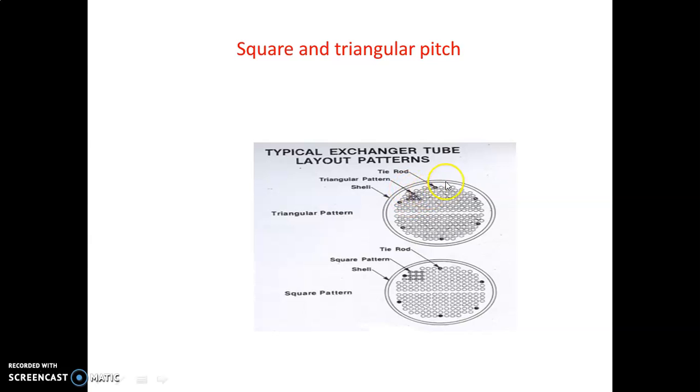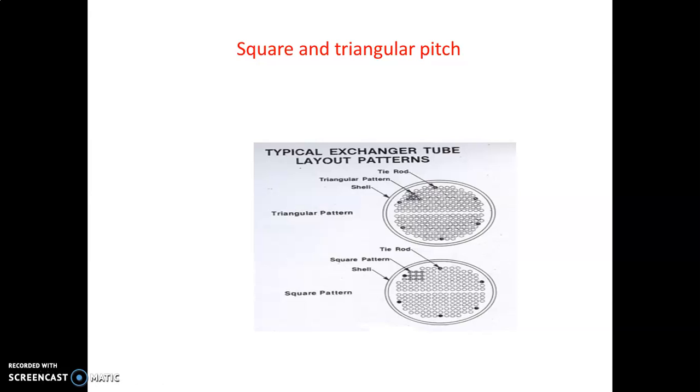This is the layout of the triangular pattern and square pattern. If we look at this, this is the tube sheet. These tube pitches are drilled on a tube sheet. The tube sheet is nothing but the outer part of the heat exchanger in which the tubes are rolled. Here in this figure it is a triangular pattern, and here it is a square pattern pitch.